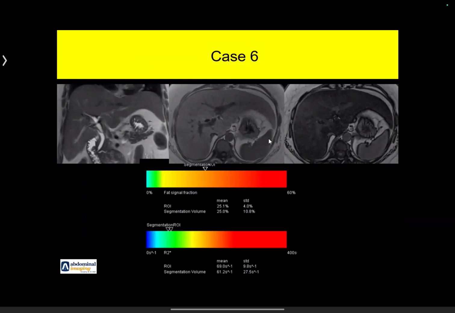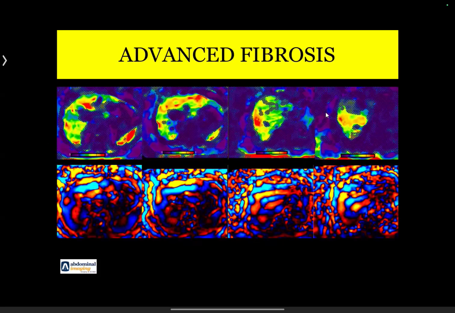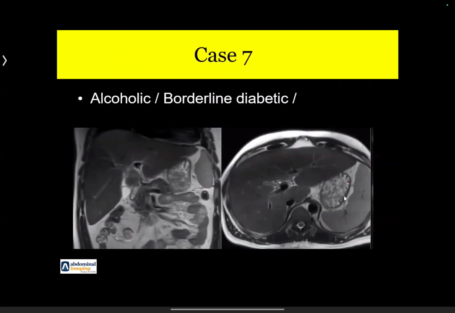Here, quite an abnormal looking liver, severe fat, almost 30%. Elastography shows grade 4 fibrosis. So this is a MetALD patient, where the patient also has diabetes as well as he's taking alcohol. Liver is severely fatty.